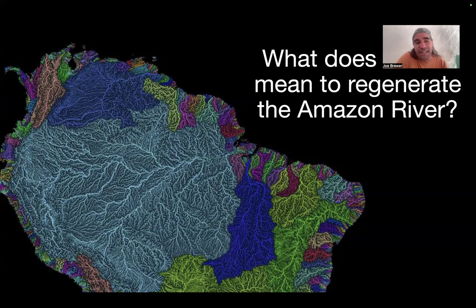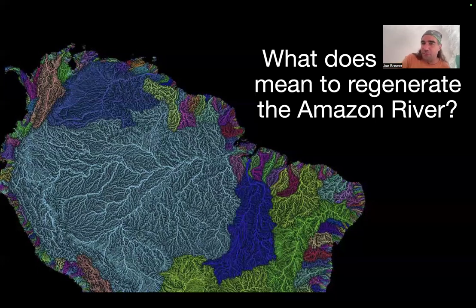For comparison, it's approximately the same amount of water in all 5 of the Great Lakes in North America. The Great Lakes have very slightly more water than the Amazon Basin because the Great Lakes have 21% of the world's fresh water. The Amazon Basin has 20% of the world's fresh water. So this system is one of the most important hydrological systems on Earth. So what does it mean to regenerate the Amazon River?